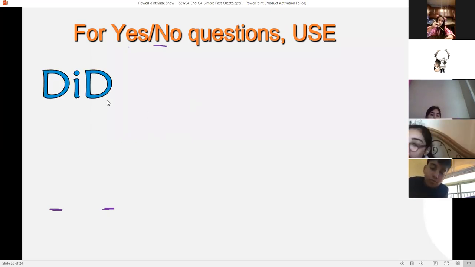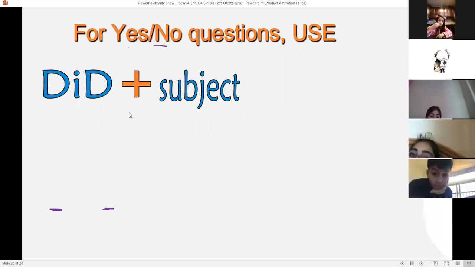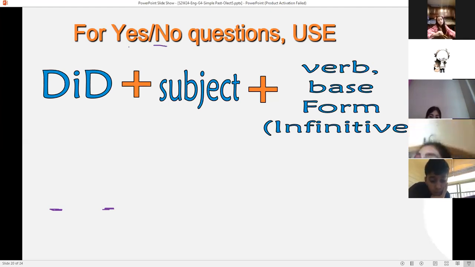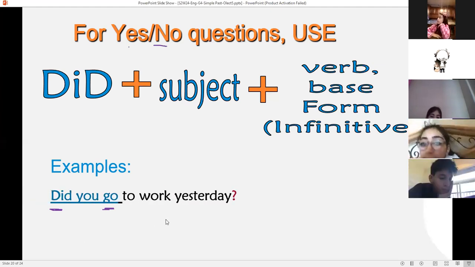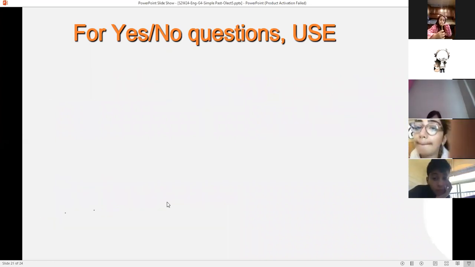So we use did in the beginning of the sentence, okay? And then I use the subject. Did you, you is the subject. Did you have fun, for example? And then the base form. Did you go to school yesterday? I'm using did, then the subject, then the base form of the verb. Did you go to work yesterday? The answer is yes or no. Or did you come or did you visit us yesterday, for example?